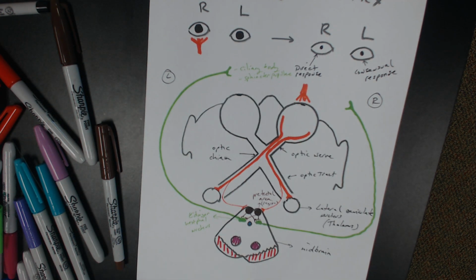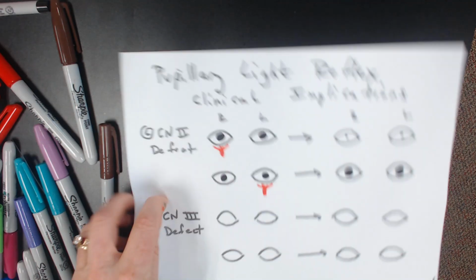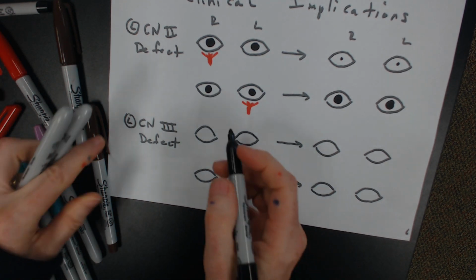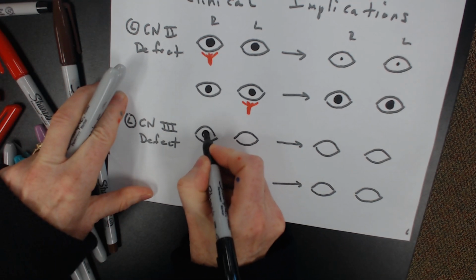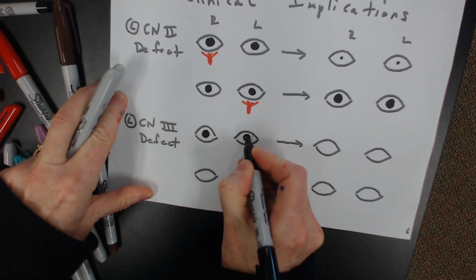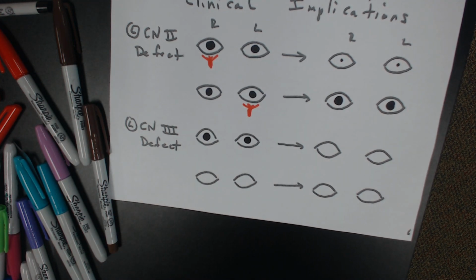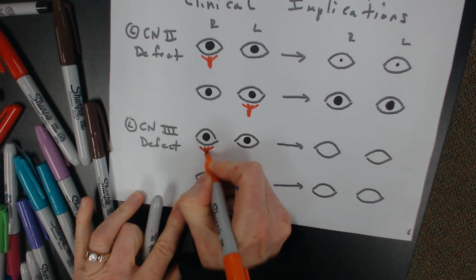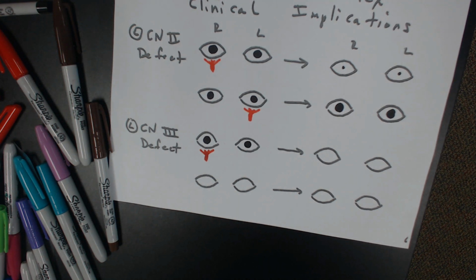Let's look at a cranial nerve 3 defect. In this particular case, I'm looking at a left cranial nerve 3 defect. And when I start the test, pupils are great big around. So in this particular case, the left third cranial nerve, there's no Edinger-Westphal, there's no oculomotor, there's nothing there. I'm going to start out by shining the flashlight in the right eye.